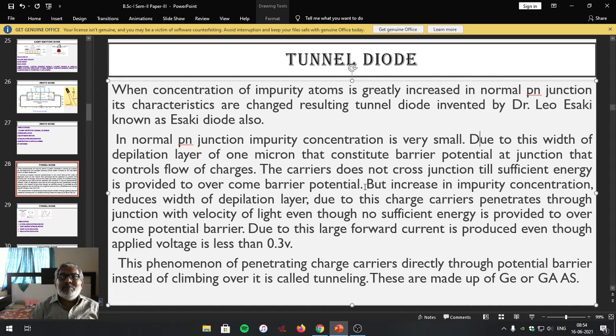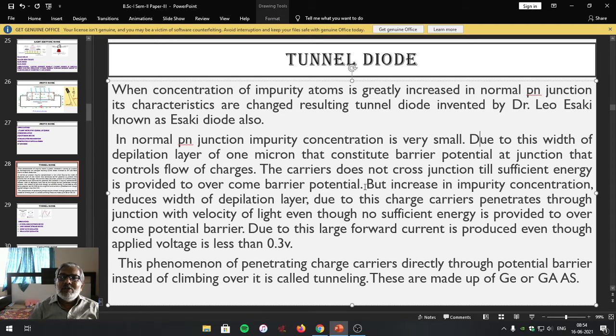Means to make the simple p-n junction diode conducting, we have to apply an external battery whose voltage should be increased more than the barrier potential so that this voltage is sufficient to push the charge carriers across the barrier potential associated with the depletion layer. So this is how conduction is brought about in a simple p-n junction diode.